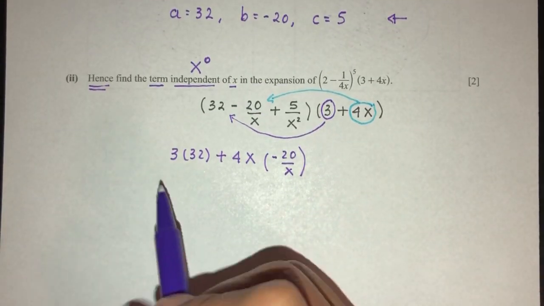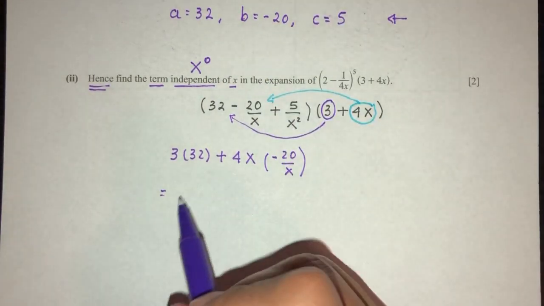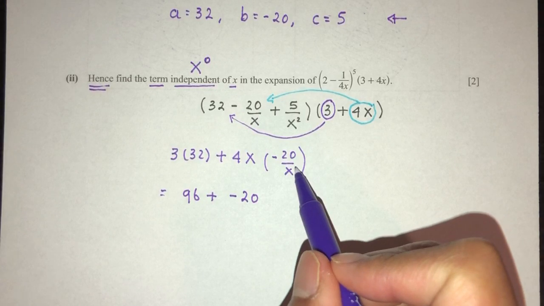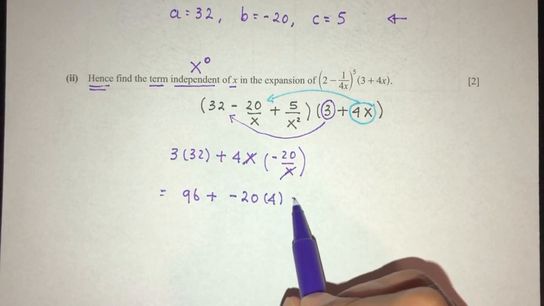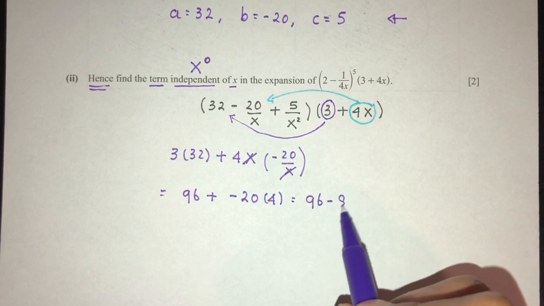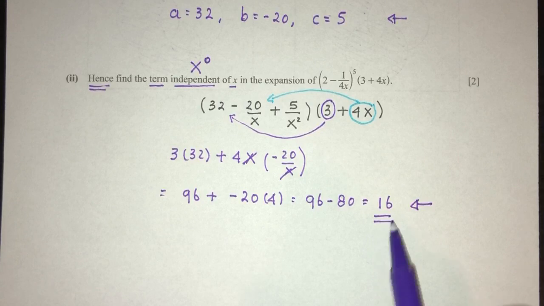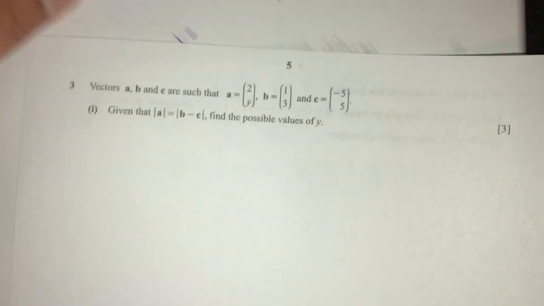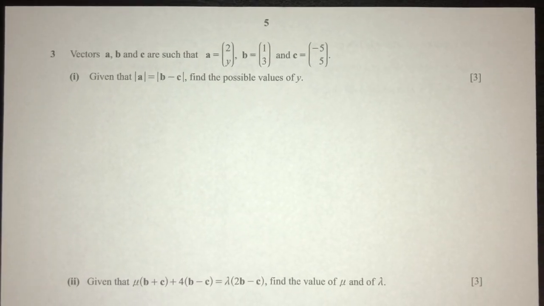Now we can simplify. 3 times 32 is 96. Plus minus 20, these two cancel out, obviously. So 20 times 4 is 80. So 96 minus 80 should be 16. Your answer will be 16. Okay, and that will be your question number 2. Let's move on to question number 3.